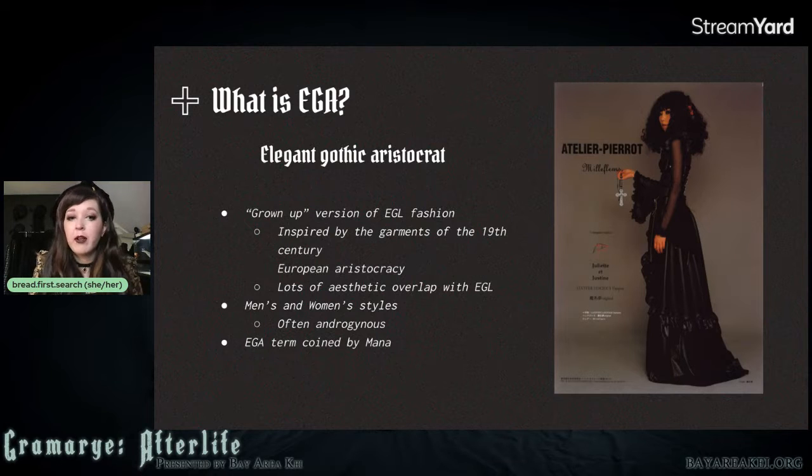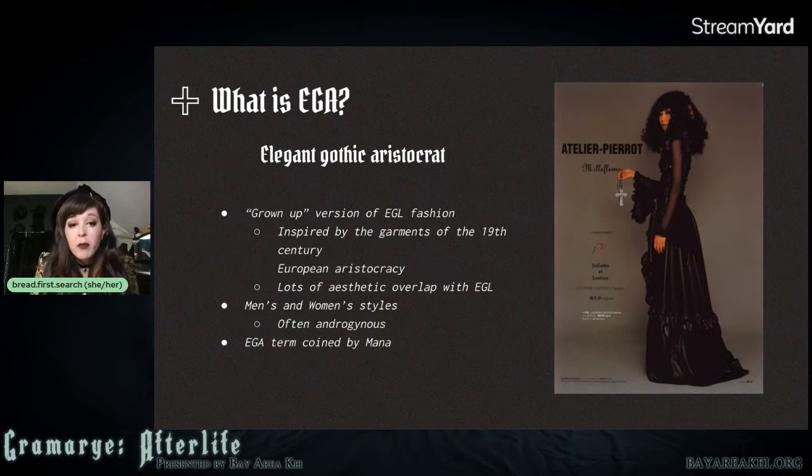It's heavily inspired by garments from the 19th century European aristocracy, which we will get into some specifics about. EGA can be very androgynous, which is really fun. So there's these extremes where you can have really feminine silhouettes with a nipped in corseted waistline, or you can be a blob and it's awesome and it's cozy. And you can go totally androgynous.